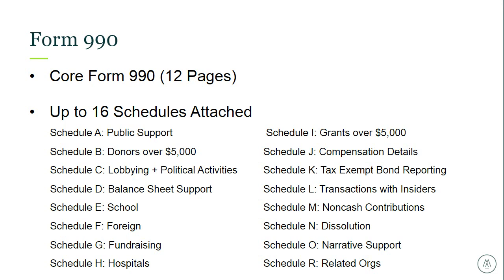Schedule N, dissolution, would probably be the last time that the 990 would have that form, communicating that they've either gone out of business or maybe relinquished their assets to another not-for-profit organization. And then Schedule J has some compensation details, which we'll talk over.